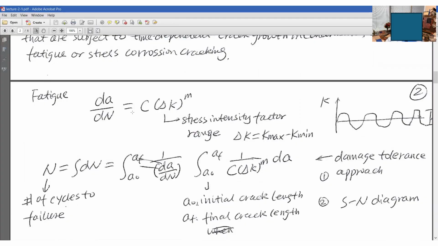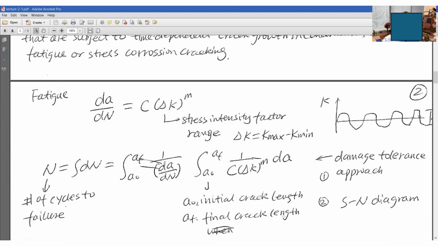So this equation can be rearranged a little bit. We just put the dA to the right-hand side and put all these terms to the left-hand side, right? Then we integrate on both sides. N is the number of cycles to failure, and it equals the integration of dN, right? For this equation, I just switched these two sides.